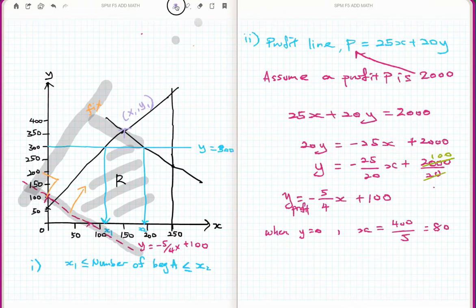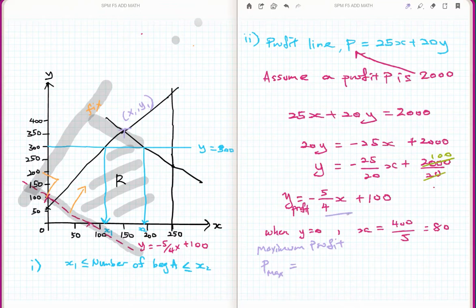Then next thing you will do is to substitute them into the equation. Therefore, the maximum profit, P max, you do not use this equation, but you use the profit line equation. This is what you need.